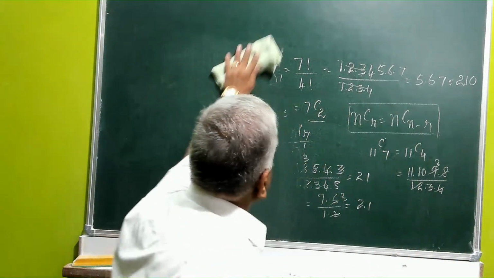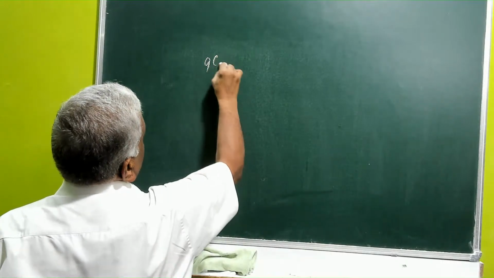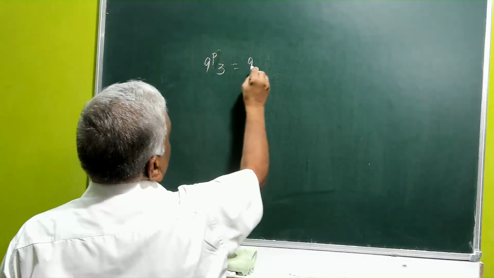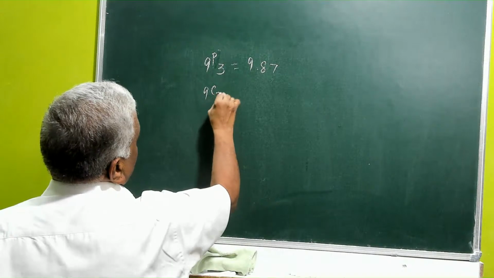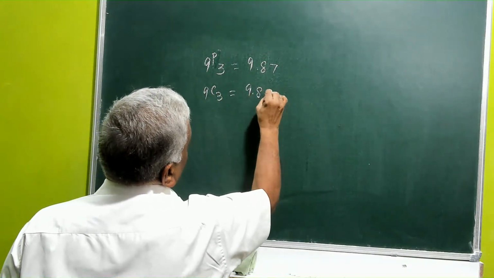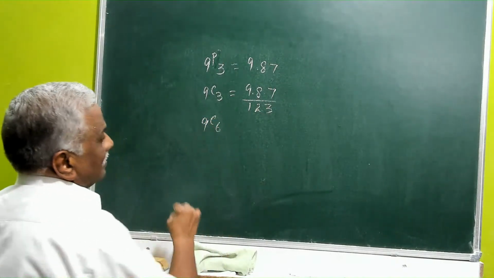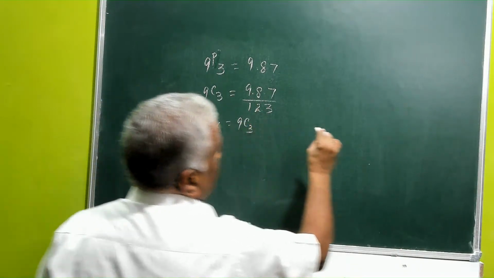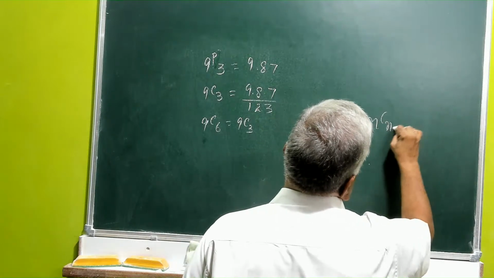So I'll just repeat once again because we need to calculate this NPR and NCR. If you want 9C3, it is simply 9P3, let us take 9 into 8 into 7, multiply that. Supposing you want 9C3, it is 9 into 8 into 7 by 1 into 2 into 3. Supposing you want 9C6, don't find 9C6. You first write 9C6 as 9C3. Remember the formula NCR is equal to NCN minus R.